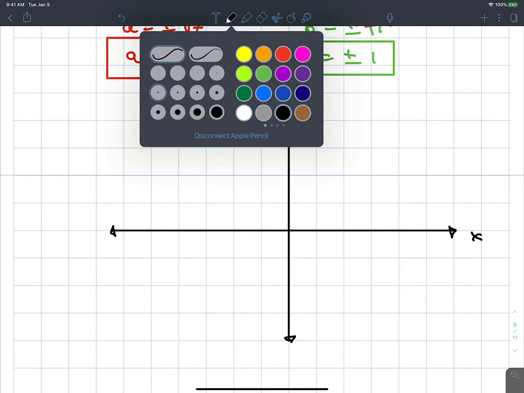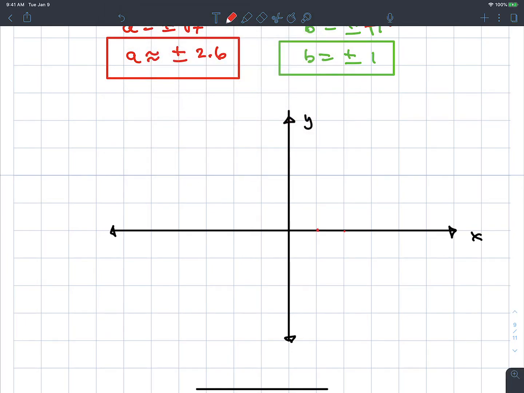Remember 2.6. So I go to the right, 1, 2, not, this is where 3 is. 2.6 is kind of halfway, but a little bit more than halfway. That's what positive 2.6 is. Negative 1, negative 2, here's negative 3, and on the other side, negative 2.6, something like that. Not quite halfway, a little bit further.